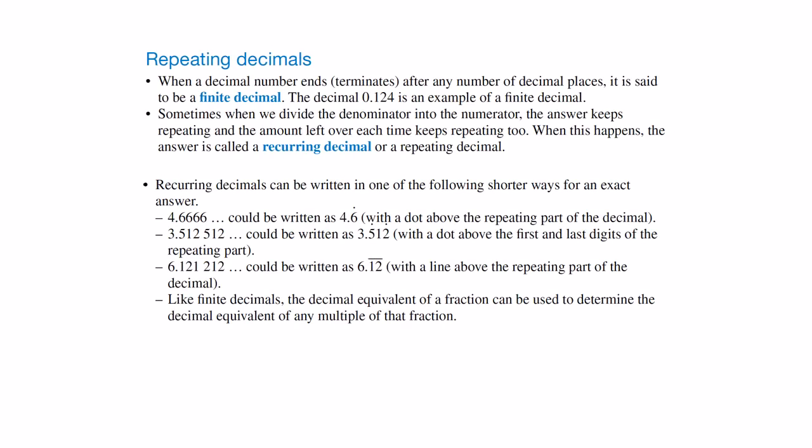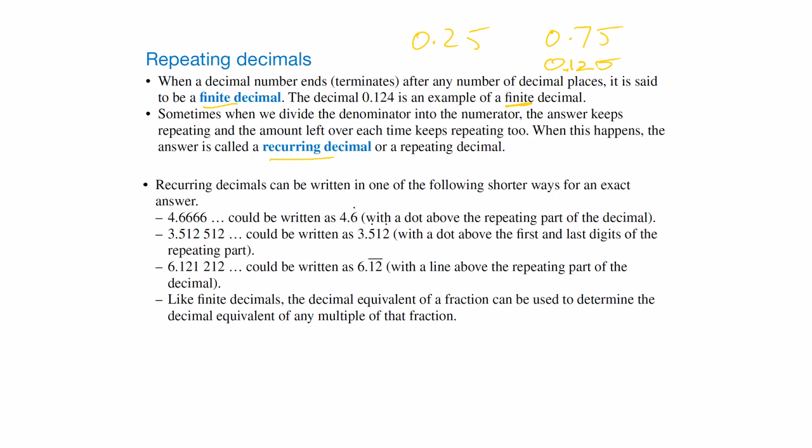So we're looking at repeating decimals now. We've got a finite decimal and what's called a recurring decimal. When a decimal number ends, it terminates after any number of decimal places, it is said to be finite. So an example here is 0.124. It's finite. You've probably heard 0.25. That's finite because it stops. 0.75, 0.125. They're all finite decimals because they've stopped. It terminates.